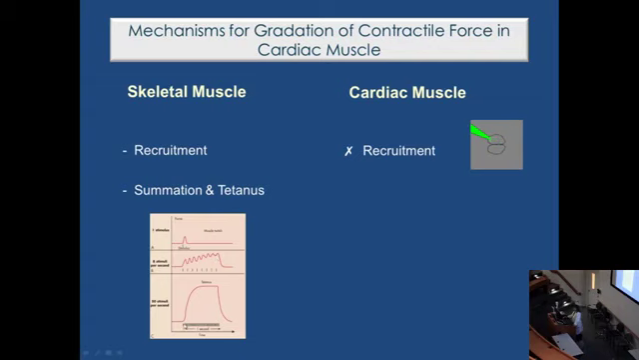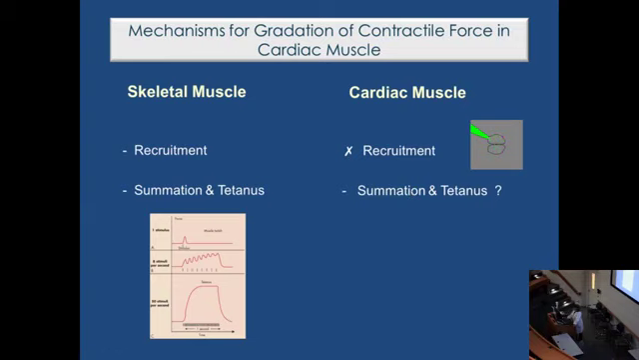But if the frequency is too high, the muscle will respond showing this increase in tension. You see this smooth and steady increase of tension, and we refer to this mechanism as a tetanus, right? So these are some mechanisms that the skeletal muscle uses. Do you think that the cardiac muscle can use summation and tetanus?